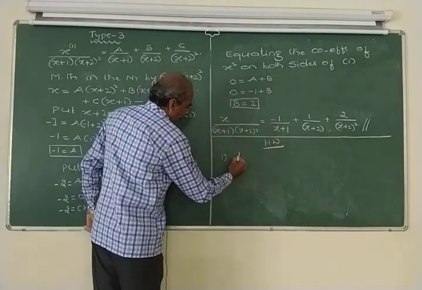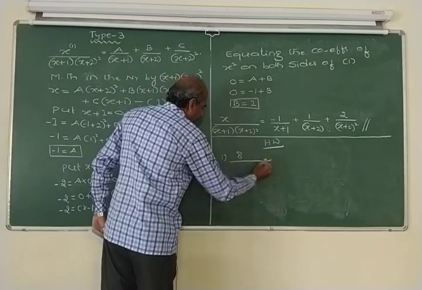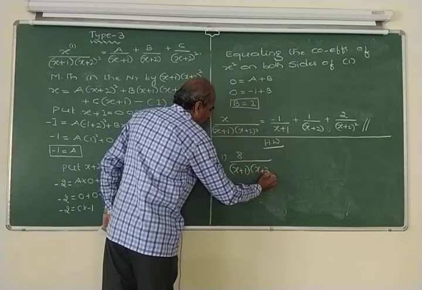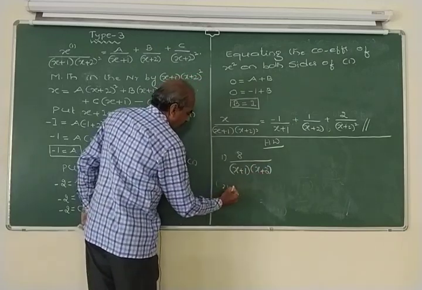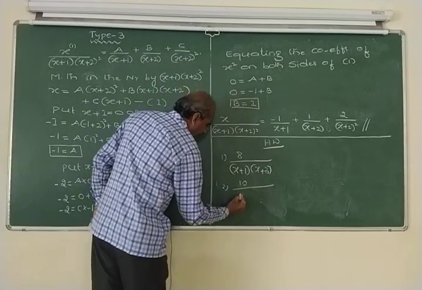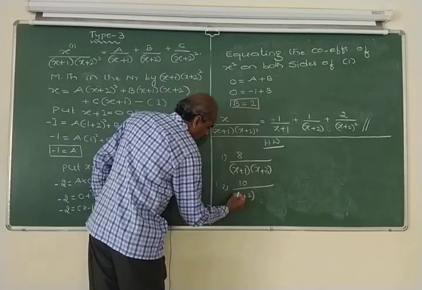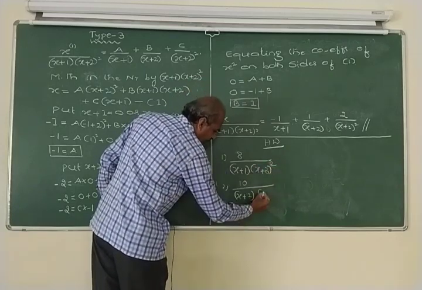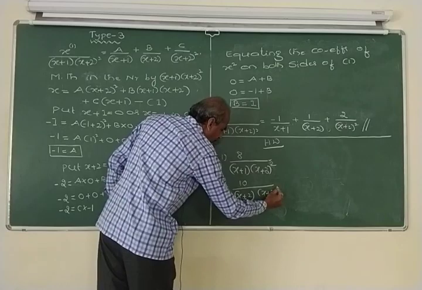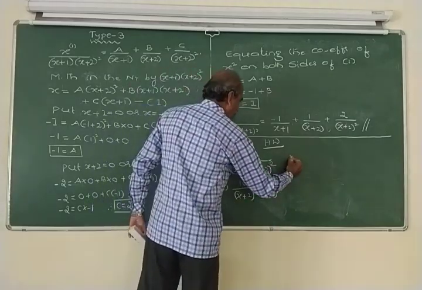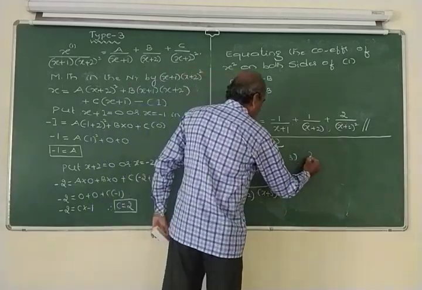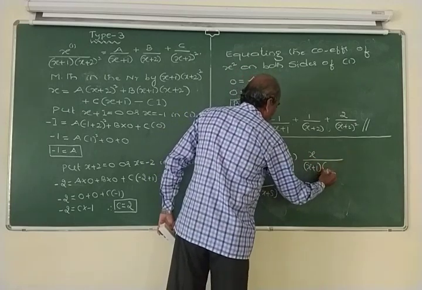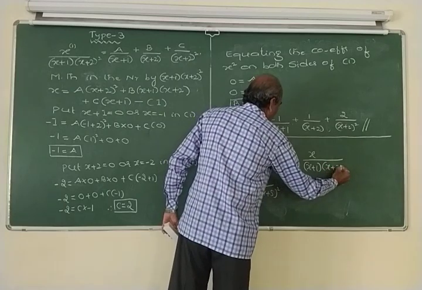First one, 8 divided by x plus 1 into x plus 3. Second one, 10 divided by x plus 2 into x plus 3 the whole square. This you take as a whole square. It is x plus 5 the whole square. Third one, x divided by x plus 1 into x plus 3 the whole square.